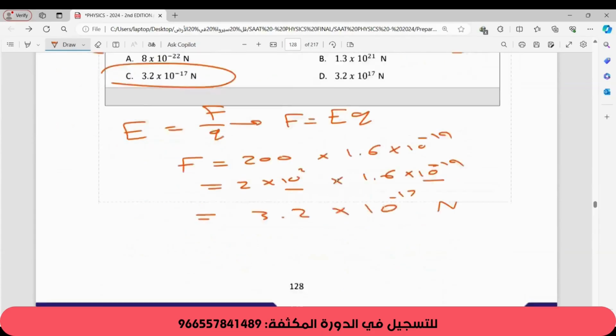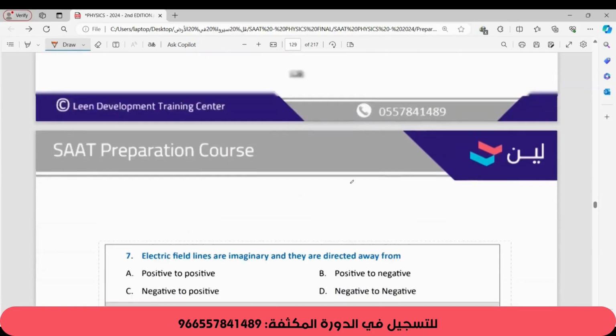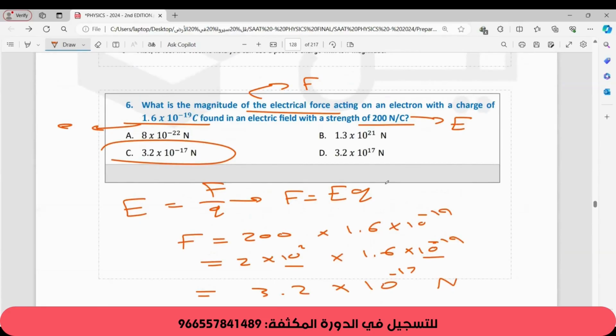Okay, very good. Mr., I have a question. Yes. I'm not sure what magnitude means. What does magnitude mean? The magnitude means the value of the electrical force. This is the meaning of it. Clear?